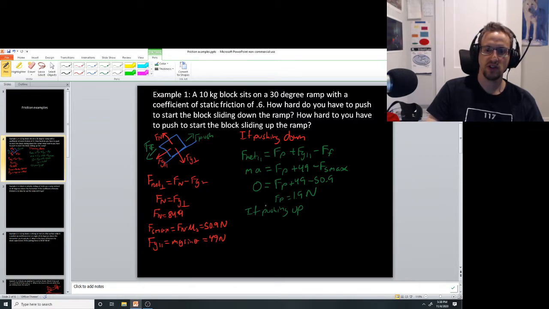Right, the force of friction. So now, F net parallel is equal to F push minus FG parallel minus force of friction. Again, this is 0. F push minus 49 minus 50.9. And we get an F push of 99.9 newtons.